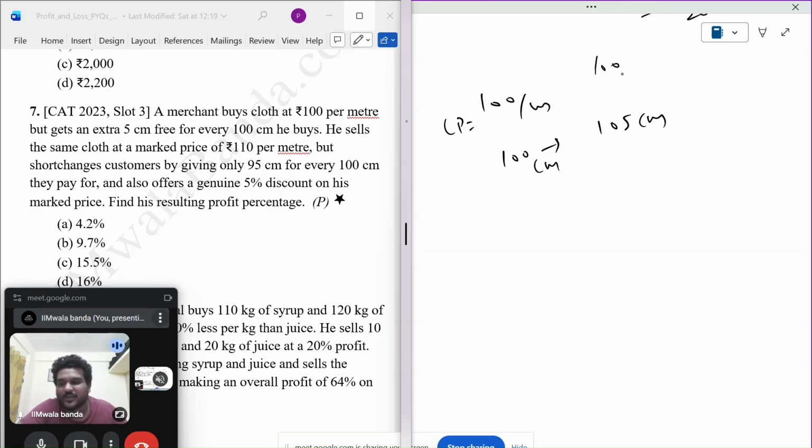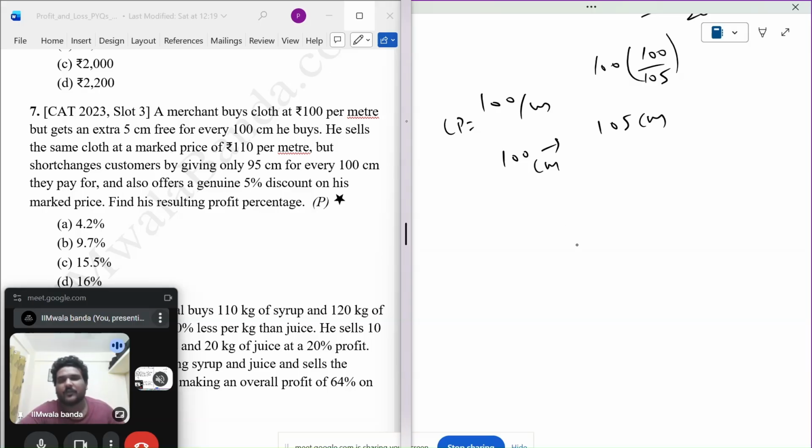And how do you reduce a number? By dividing it with something greater than the numerator, right? So either it should be 105 upon 100 or 100 upon 105, but this time it will be 100 upon 105 because it has to be less than 100. The cost price has actually decreased. The money that he paid has decreased.